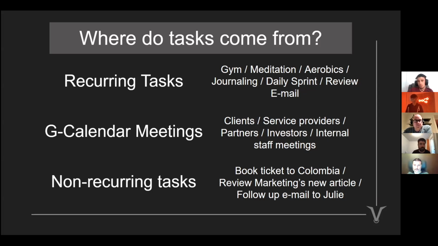The second source is Google Calendar meetings. It can be either myself scheduling with someone else or someone else scheduling with me. That could be clients, service providers, or all types of things. And the third is non-recurring tasks, which are tasks that basically, I'm talking here to you in a meeting, I have a follow-up with you, I'll just write it down and allocate it to a specific time, maybe later or maybe on the spot. So that could be book my ticket to Colombia, that could be review marketing's new article, or all sorts of things.